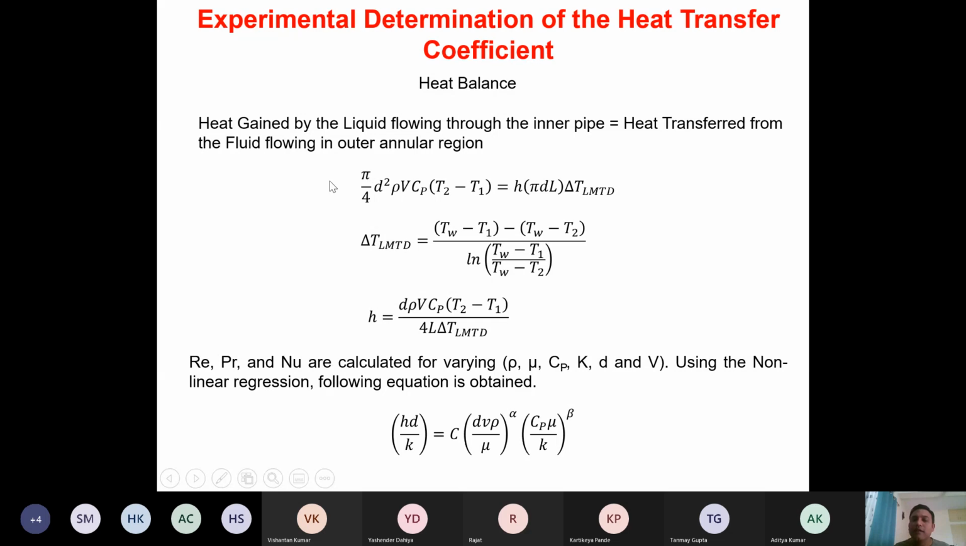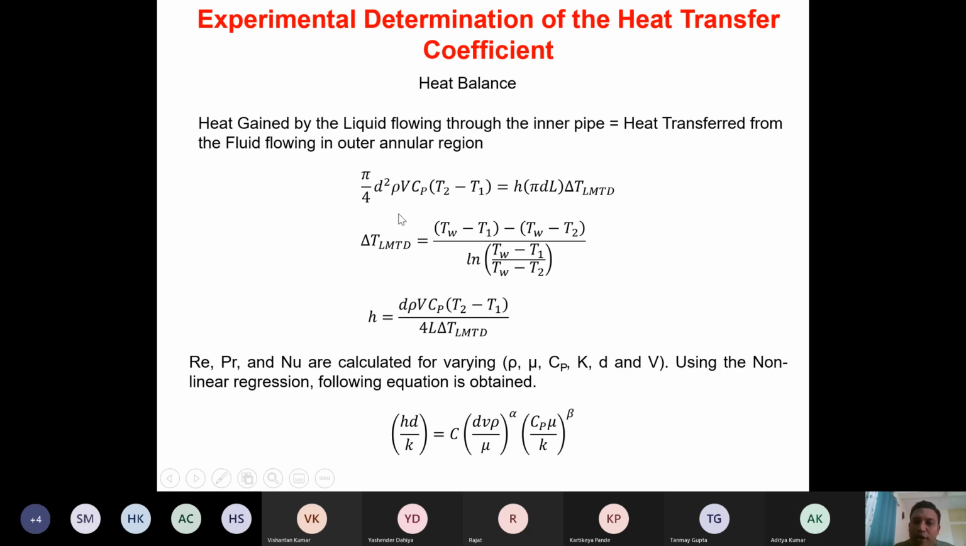This is the energy balance which we have written here. This is nothing but the sensible heat gained by the fluid, and this is nothing but the heat transfer by convection to the fluid which is present inside the pipe. So delta T LMTD is defined here as TW minus T1 minus TW minus T2, divided by ln of TW minus T1 divided by TW minus T2. So this is nothing but the log mean temperature difference.